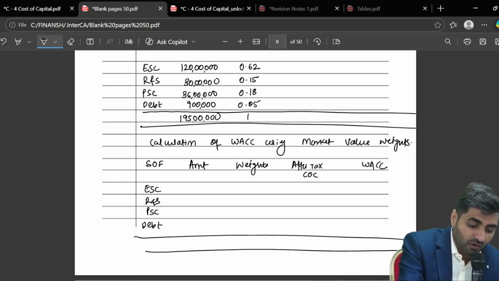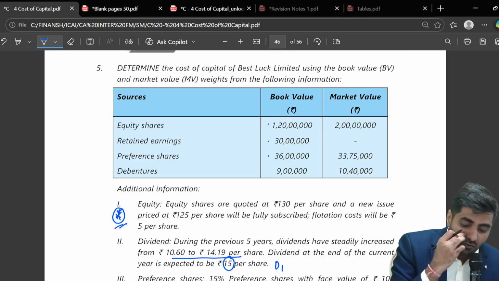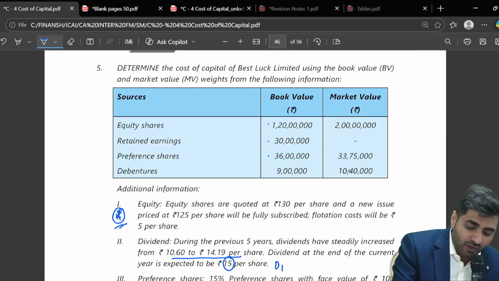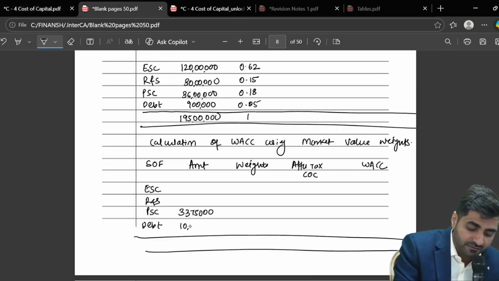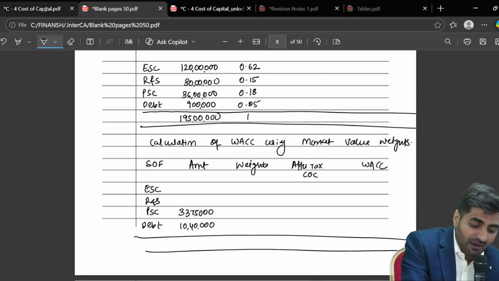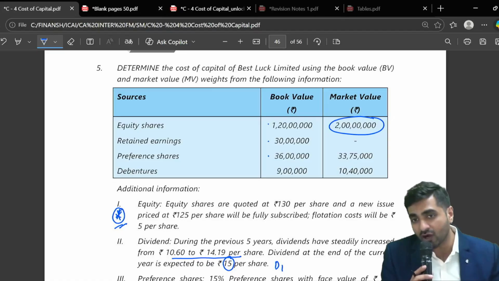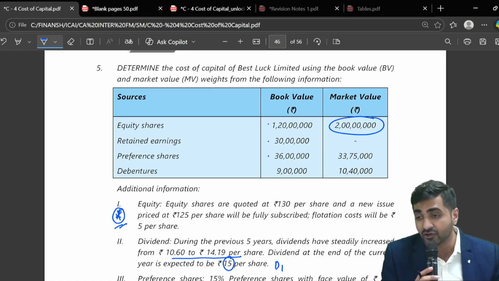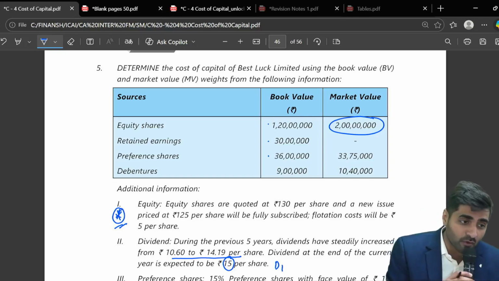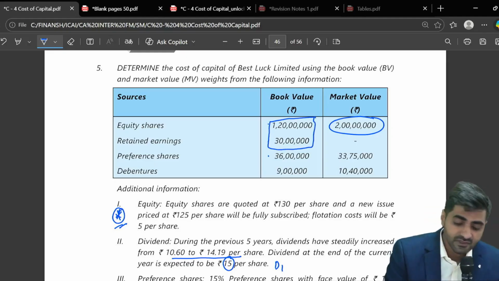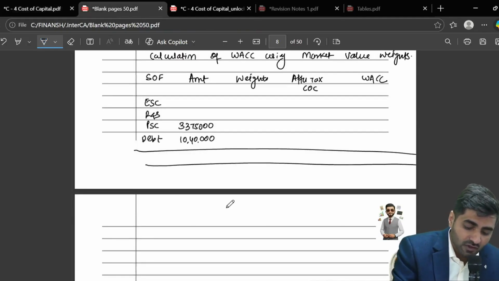But now we have to write down all the market values. So preference shares market value is what? 33 lakh 75,000. And what about your debentures? 10 lakh 40,000. Now, what is the market value of equity, guys? 2 crores. But this 2 crores needs to be apportioned. In which ratio? Can I say we are going to apportion this on the basis of the book value of equity and reserves? Right?